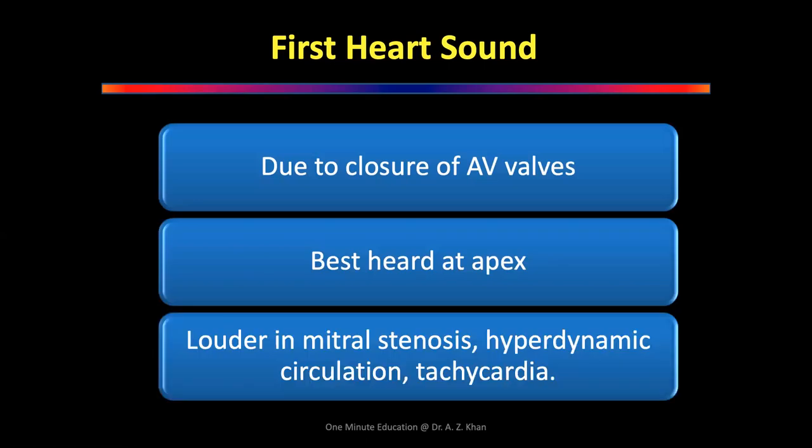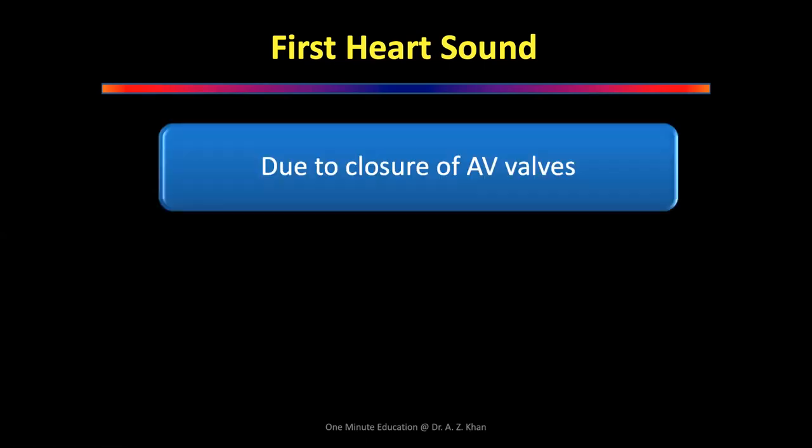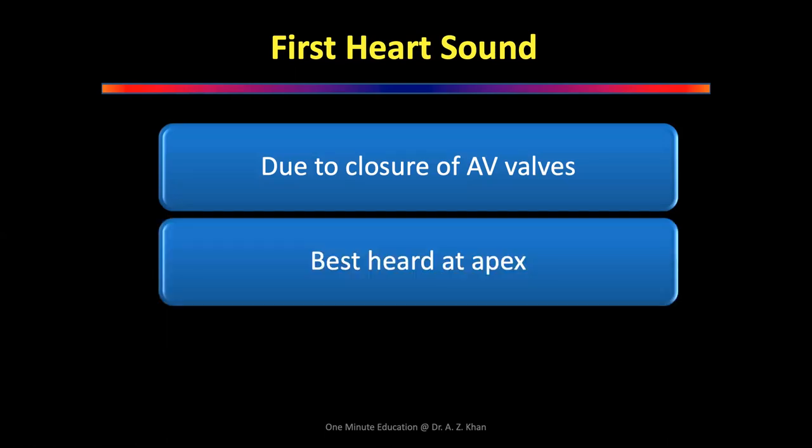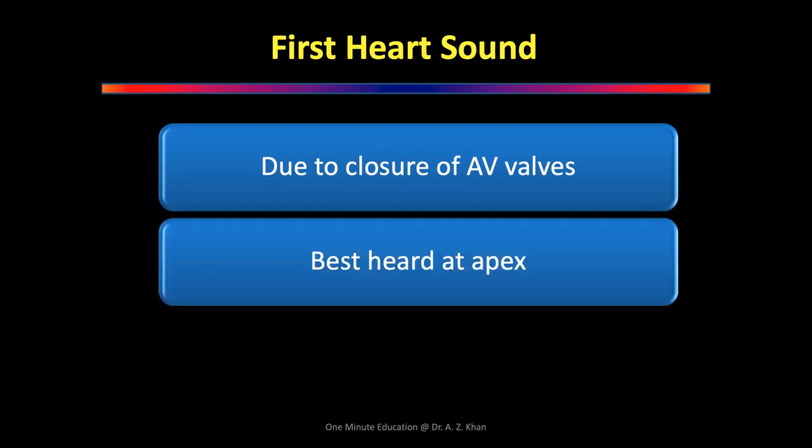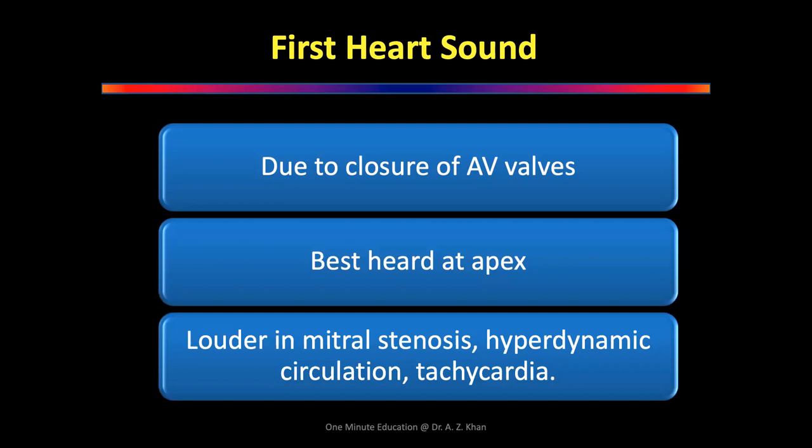Okay, you have understood this. Have you understood the first heart sound? Yes, I'll just leave the ejection fraction for the minute. There's one more formula I need to show you. Are you clear that the first heart sound is because of closure of the mitral valve and the tricuspid valve? It's best heard at the apex, and it's louder in these conditions.